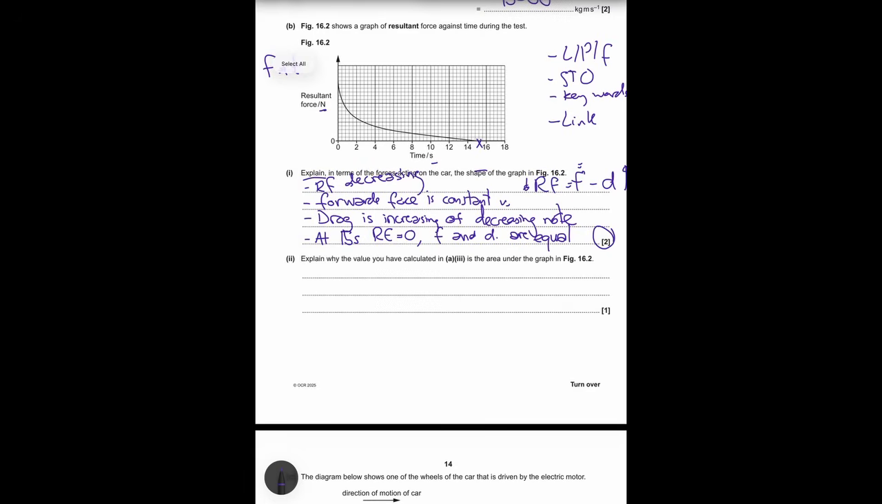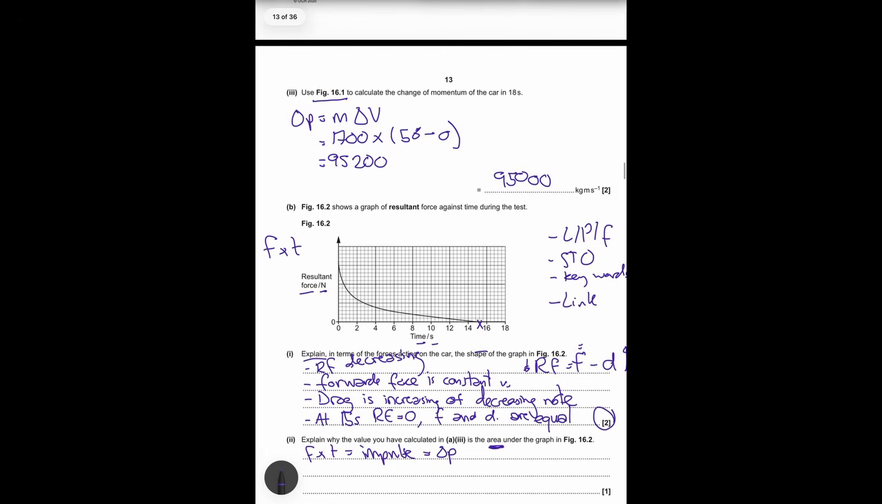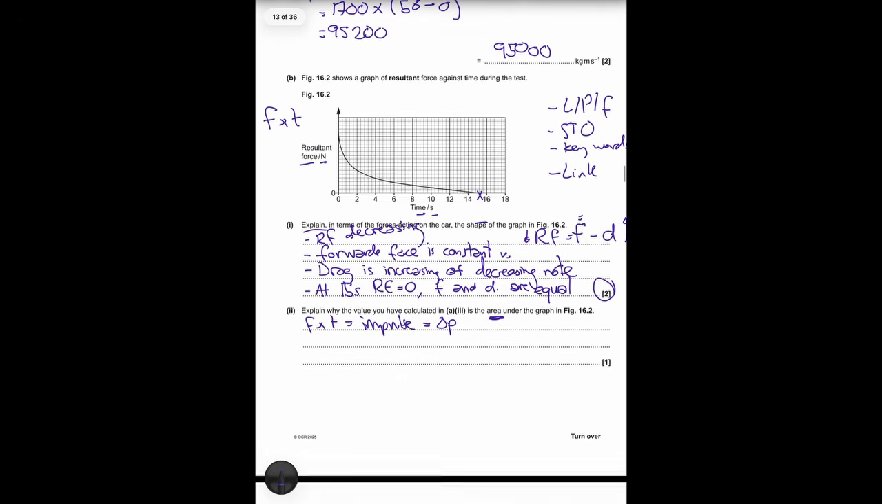Okay, so for this next part, explain why the value calculated is the same as the area under the graph. Well, I've already figured this out earlier. Why is it going to be the case? Because when it says area, even if I didn't think of it before, I just know what's on that axis. Is there a formula? Yeah, there is. So I know that force times time equals impulse, which is the same as change in momentum. It says change in momentum there, so that's fine. And it's a 1 mark question. I'm pretty sure that I've got that one right.